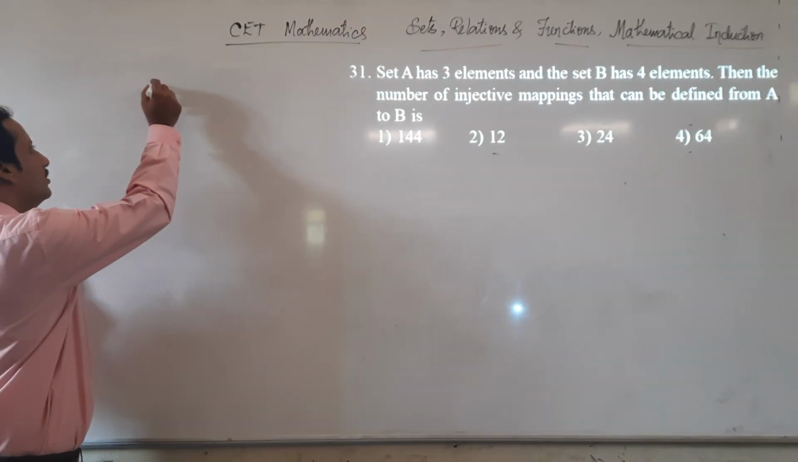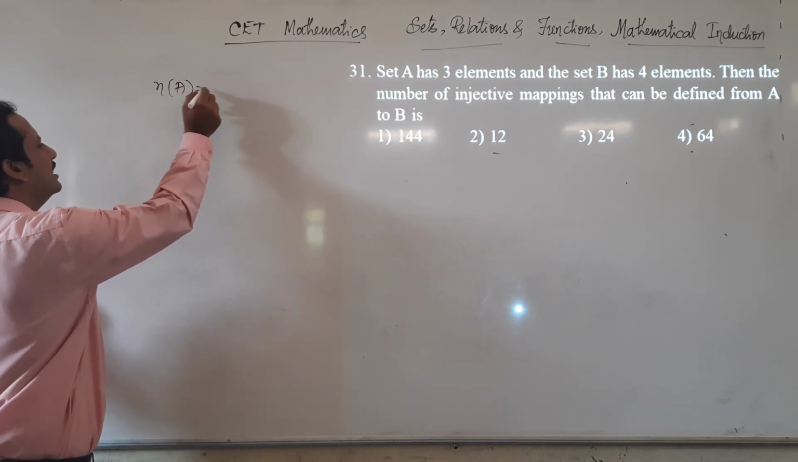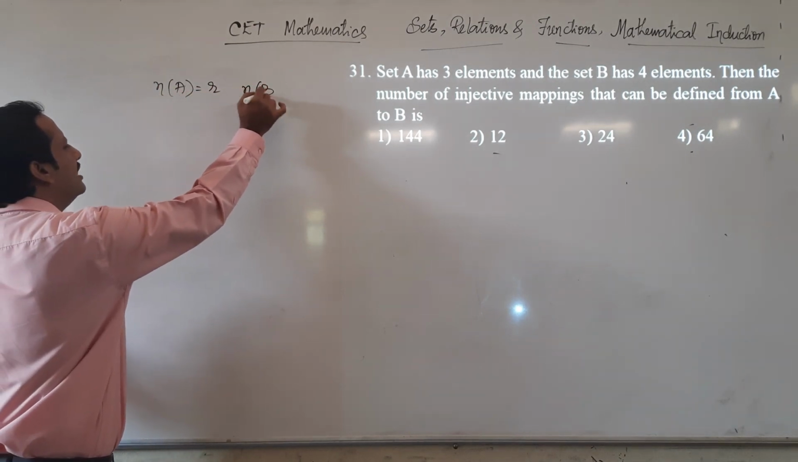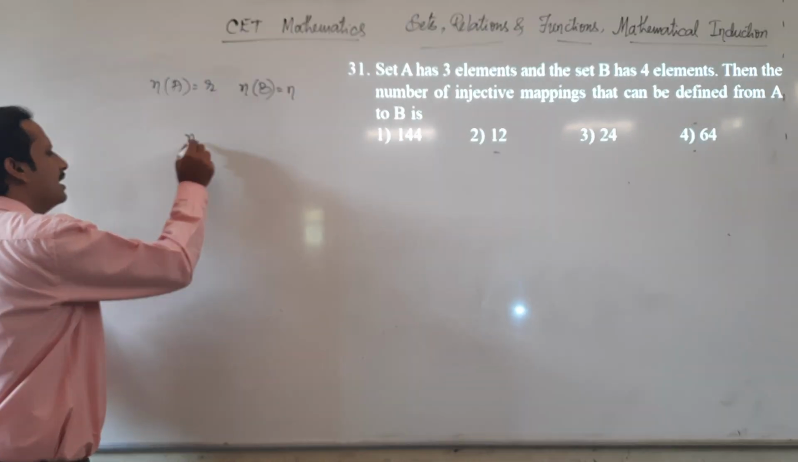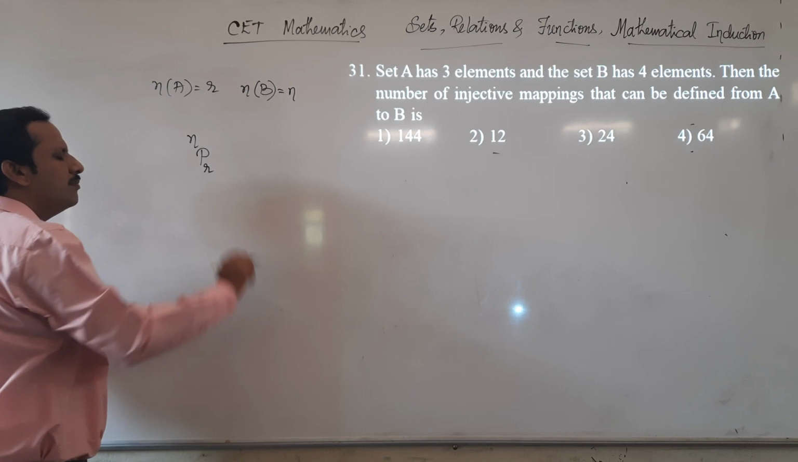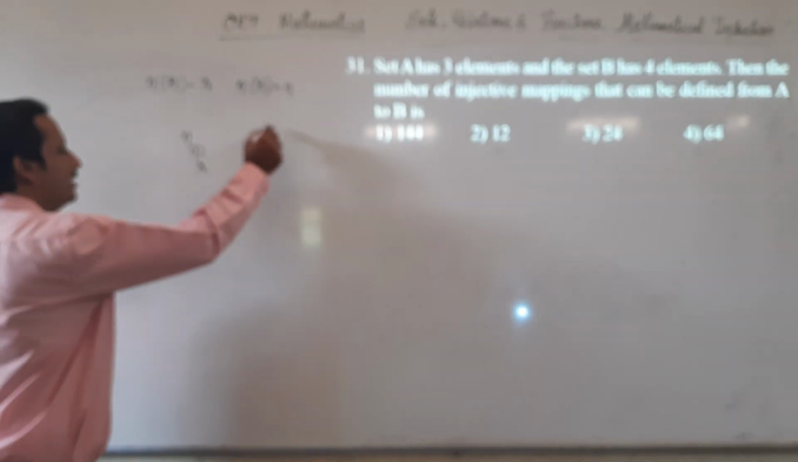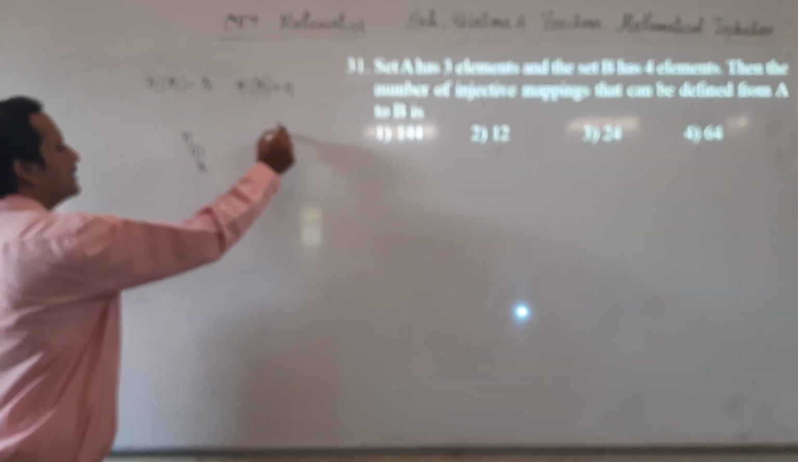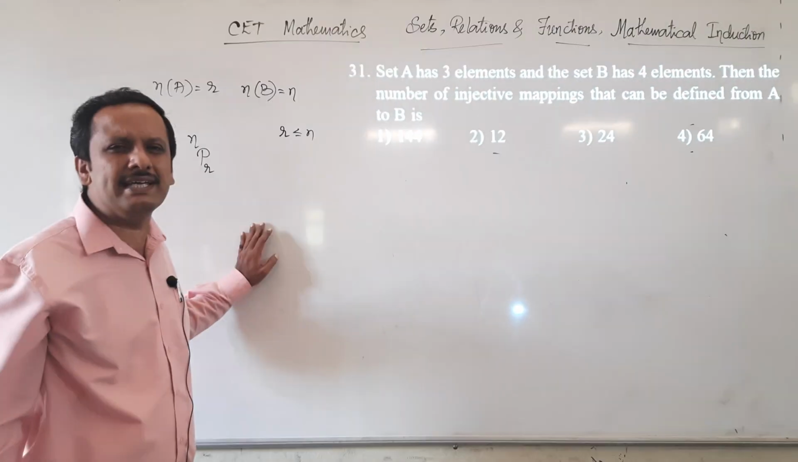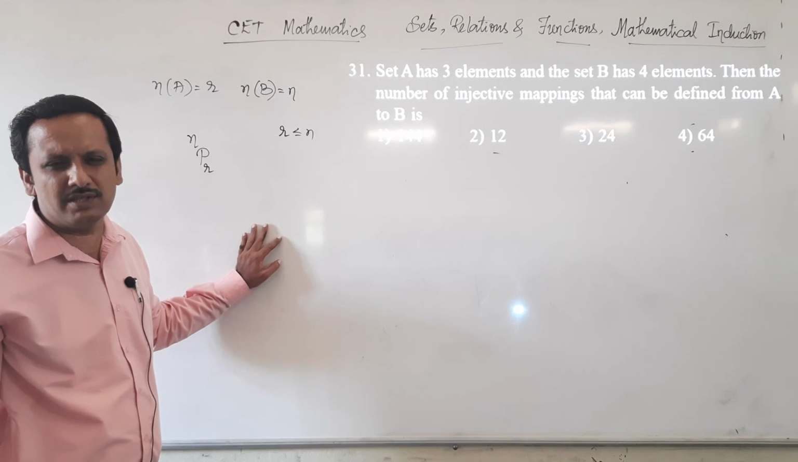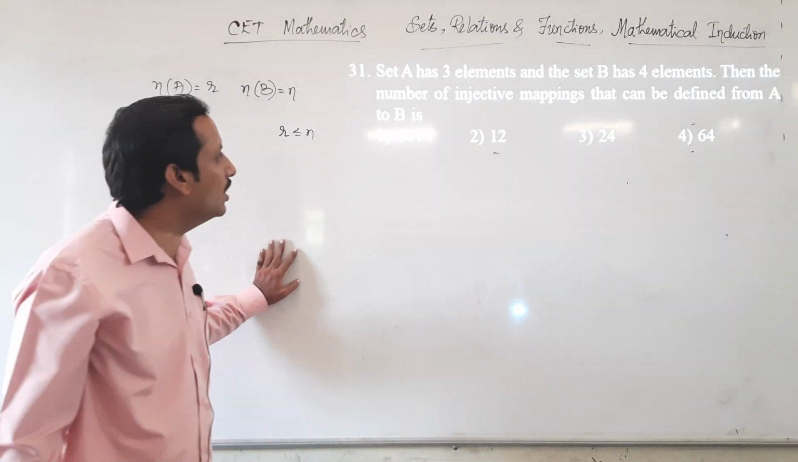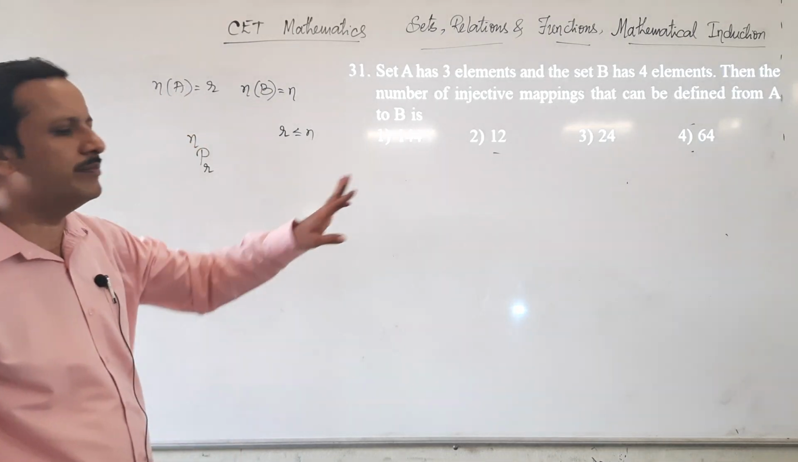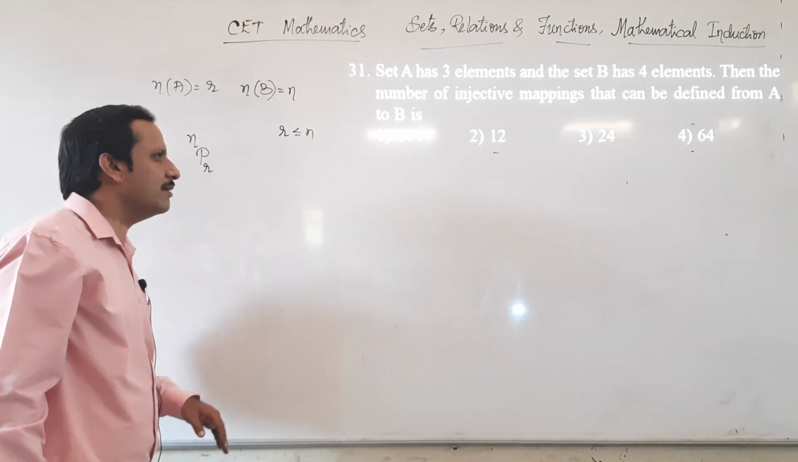Suppose n(A) is r and n(B) is n, then the number of 1-1 functions that can be defined from A to B is nPr. This is valid only if r is less than or equal to n. That is, the number of elements in the domain must always be less than or equal to the number of elements in the codomain. Then only we can define 1-1 functions. Here A has 3 elements and B has 4 elements, so no problem, 1-1 functions can be defined.